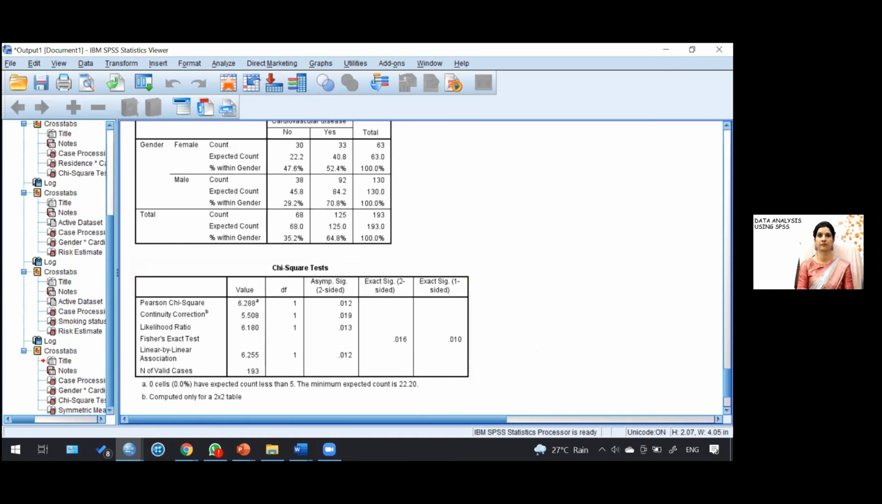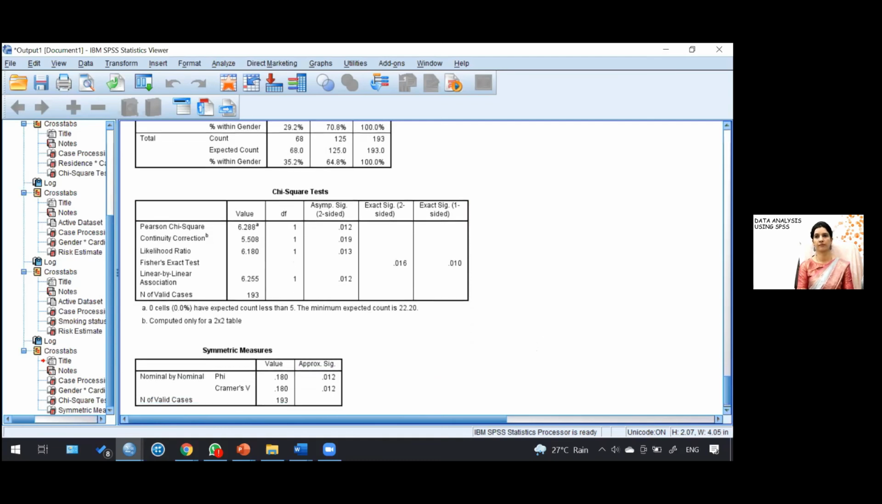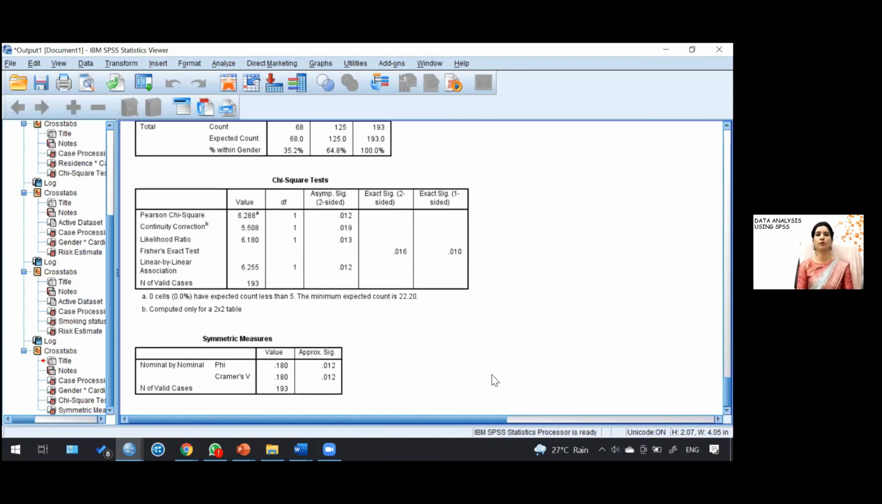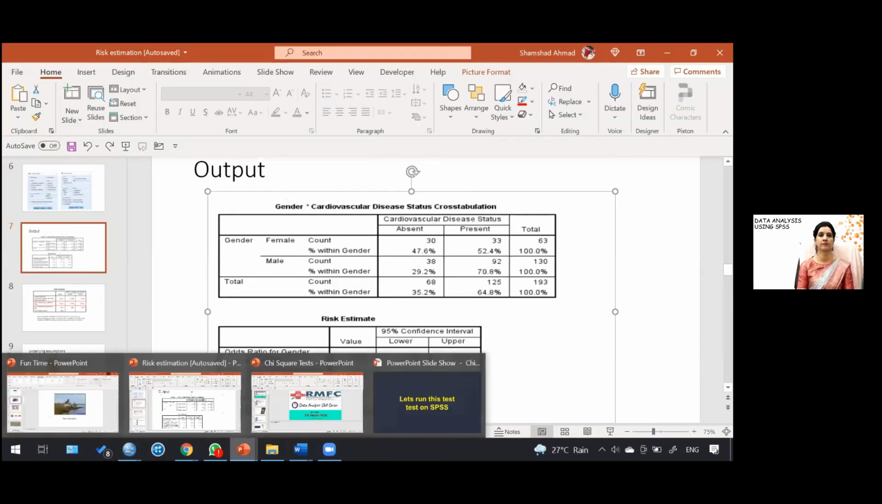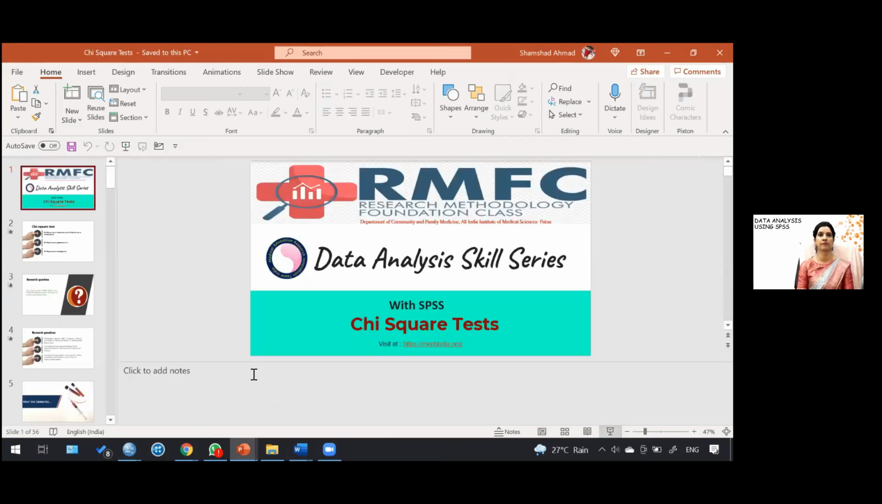Ma'am, in phi and Cramer's V, what is the range you have told, ma'am? 0.1 to 0.3, ma'am. Yes. It is there in the slides also, maybe that slide is later. If it is up to 0.1, it is low. If it is 0.1 to 0.3, it is moderate, and 0.3 to 0.5, it is a good association. And here the value is 0.012, ma'am, approximate significance.